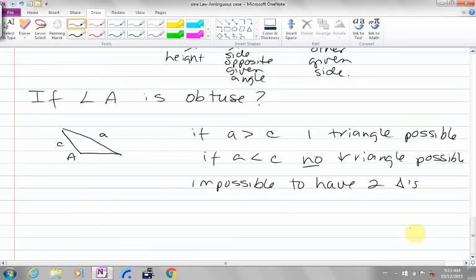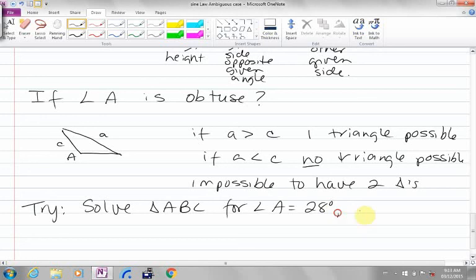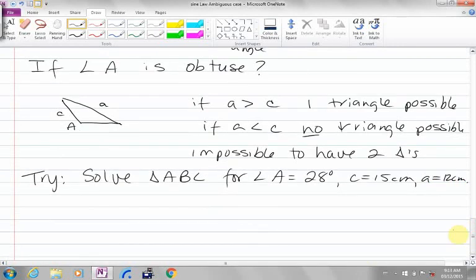All right. I want you to try this one. Solve triangle ABC for angle A equal to 28 degrees, C equals 15 centimeters, A equals 12 centimeters. So, to solve it means to find all missing sides and angles. First thing you need to do is decide if there are 0, 1, or 2 triangles possible. If there is only one, then obviously you're only doing one. If there are 2, then you have to do both cases.